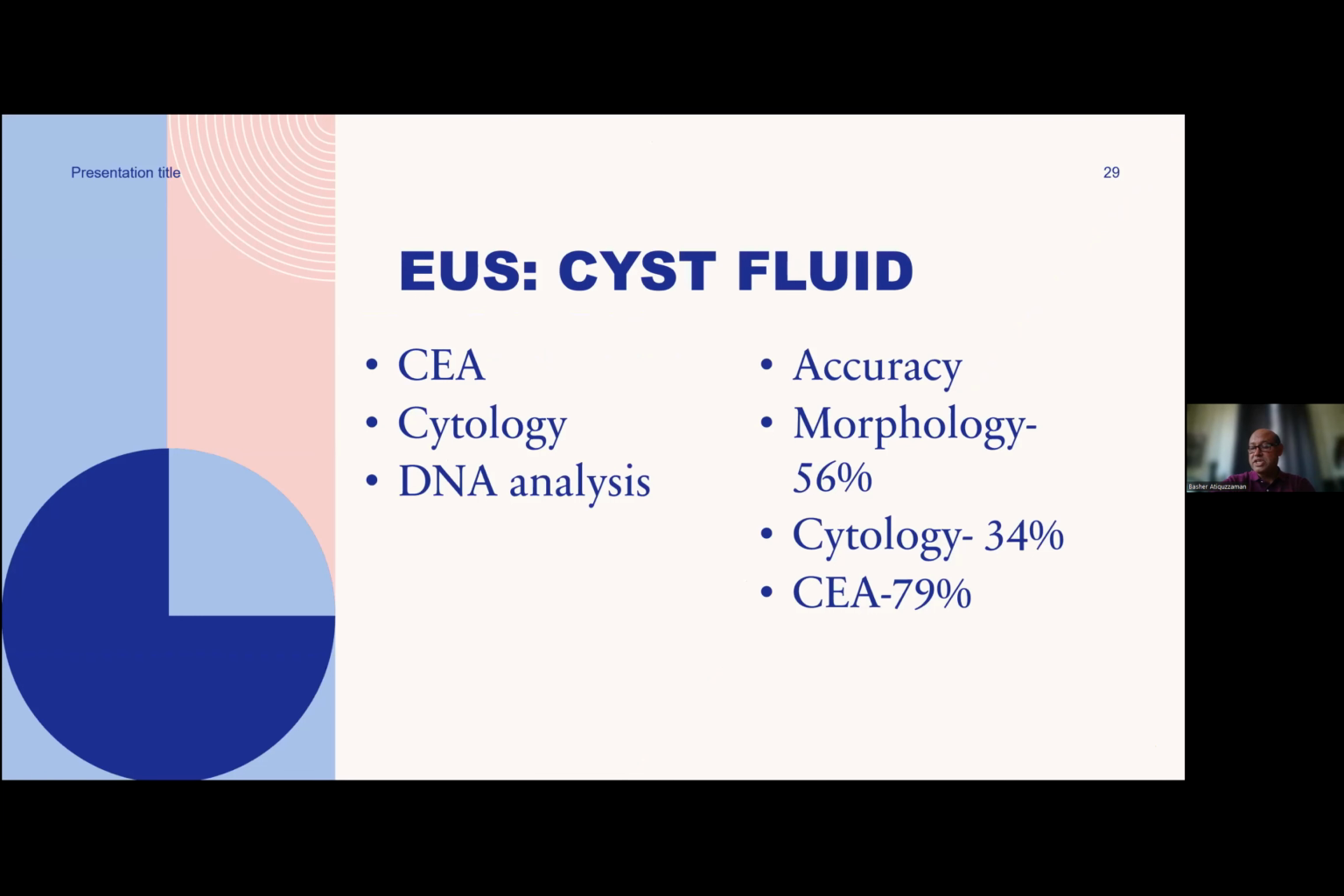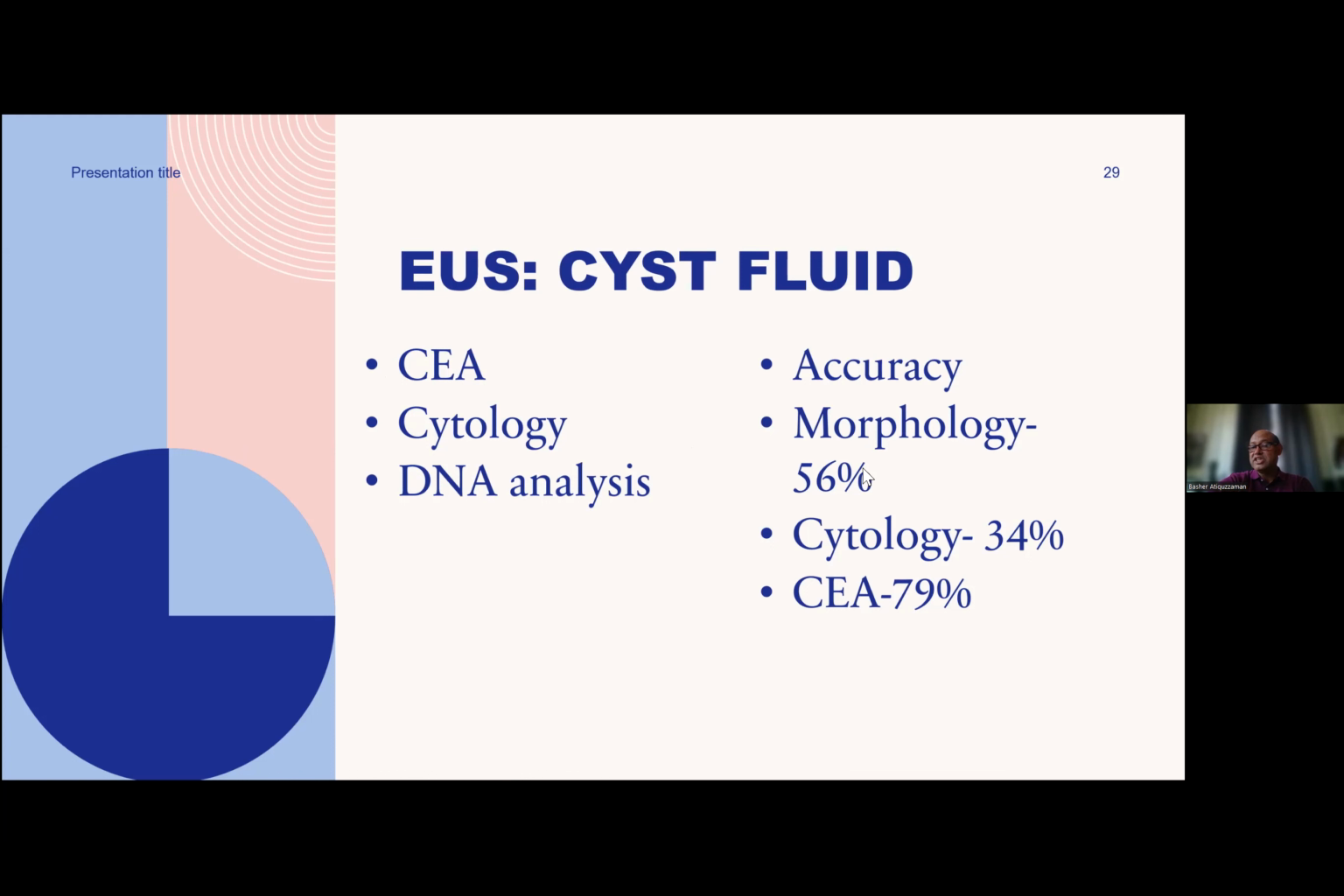And when they go for EUS, these are the things we put together. When you do an EUS, we do the morphology, and we put a little needle in the cyst cavity and we collect fluid for CEA concentration. We do a cytological analysis and we do a DNA analysis. If you don't do all these three, the EUS is not that great. Just a morphological diagnosis of EUS is not that great.